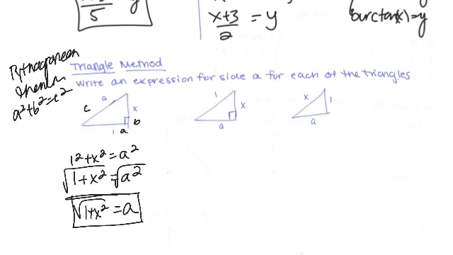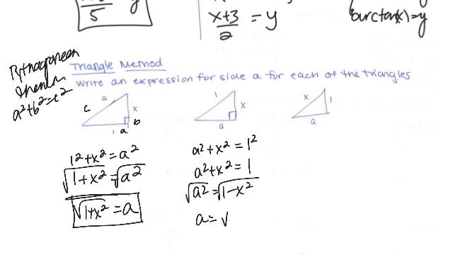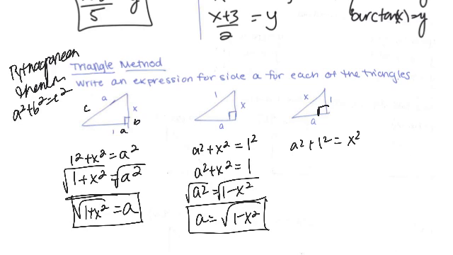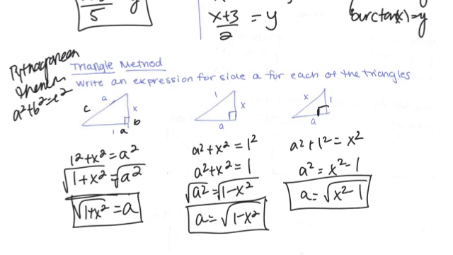Okay, this one we would do a squared plus x squared equals 1 squared. Again, we're solving for a. And then square root. So a equals square root of 1 minus x squared. So this is important to be able to do when we get to the next part here. So a squared plus 1 squared equals x squared. a squared equals x squared minus 1. And a equals the square root of x squared minus 1. All right.